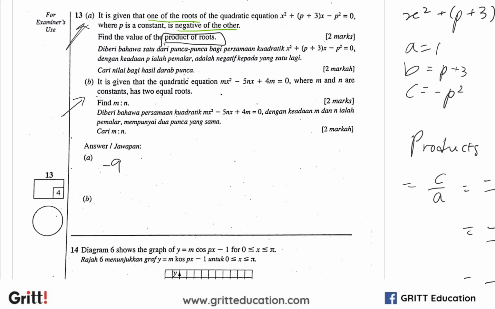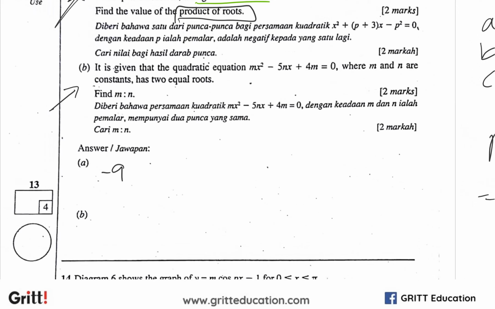Now let's go to 13b. The question is this. It is given that the quadratic equation mx squared minus 5nx plus 4m equals 0, where m and n are constants, has two equal roots. Hence find the ratio of m to n. Here, the important part is that they have two equal roots. When you have two equal roots, one important formula that you can use is b squared equals 4ac. When it's equal, it represents that the roots are also equal.